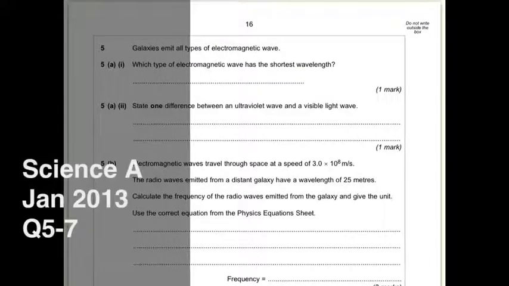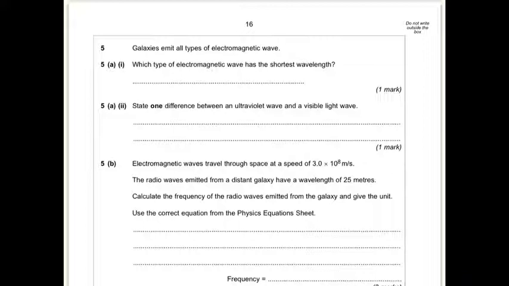On to question 5. We've got electromagnetic waves now. Which type of electromagnetic wave has the shortest wavelength? And that's gamma, which, as you should know, can be written like that. State one difference between ultraviolet wave and a visible light wave.